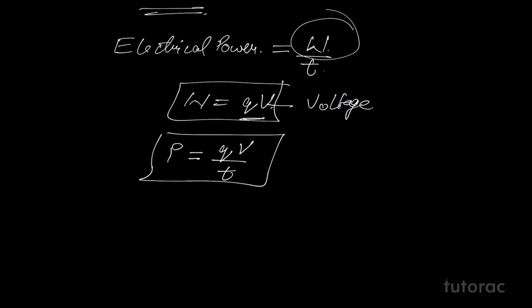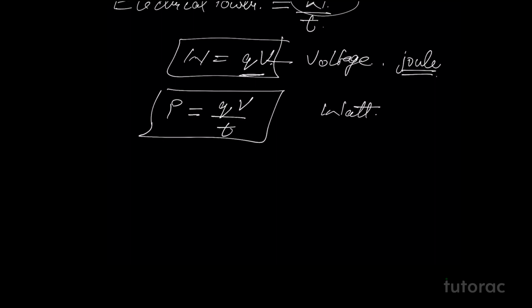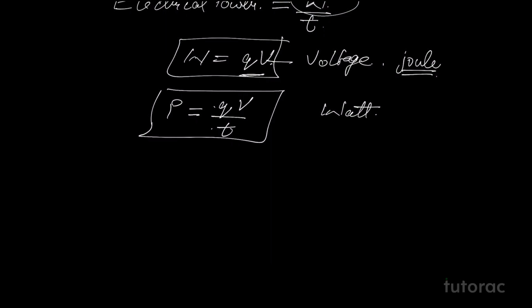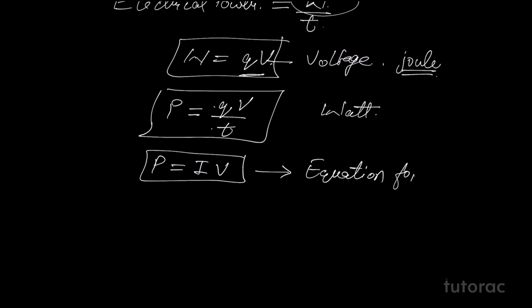Now, we know the unit of work done is joule. So joule per second is nothing but the power, and we call it watt. We gave this unit to respect James Watt. Now, QV by T. What is this Q by T? If you recall all the previous classes, you will understand that Q by T is nothing but the current flowing in any circuit. Thus, we can simply write P equals IV. This is the equation that we will be using for power calculation in any circuit.